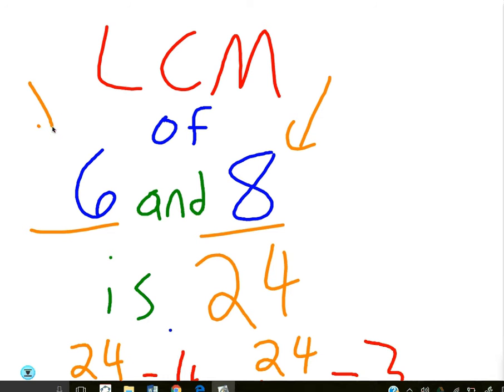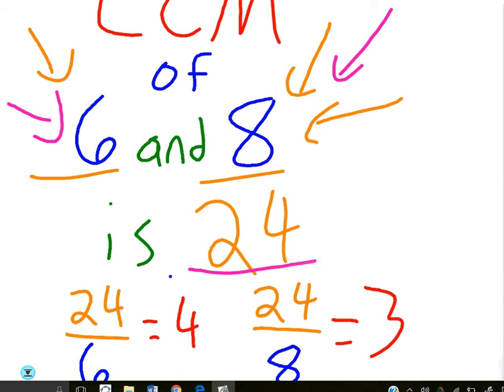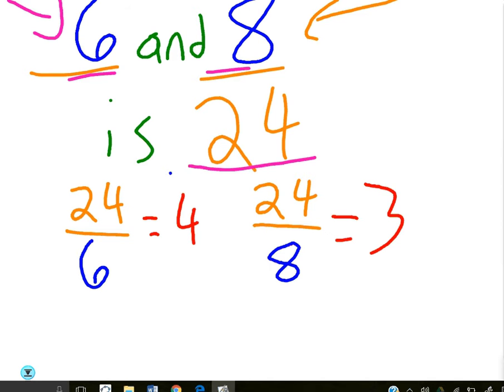How about 12? 6 goes into 12, right? But 8 doesn't. Okay, we could try 16. 8 goes into 16, but 6 doesn't. So 24 is the smallest number that will work for both of them. In other words, 8 goes into 24 3 times, 6 goes into 24 4 times. So it's the smallest number that both numbers go into.